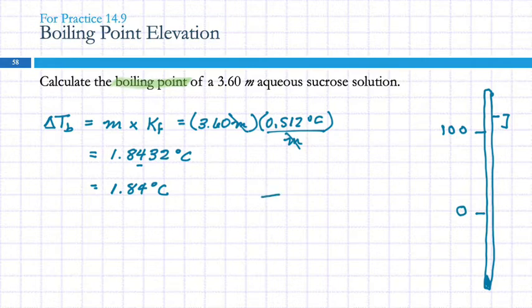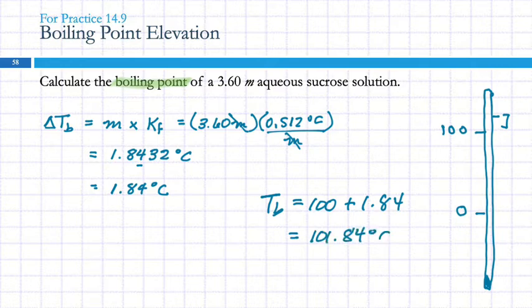So the boiling temperature for this solution will be 100 plus 1.84, or 101.84 degrees Celsius. 100 and 0 for the boiling and freezing points of water, you can treat those as exact numbers. Any questions?